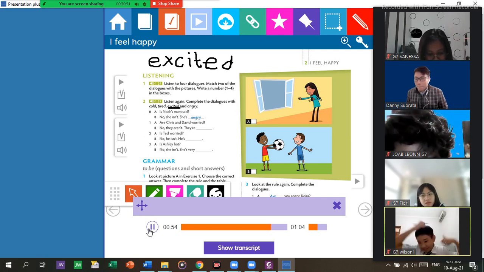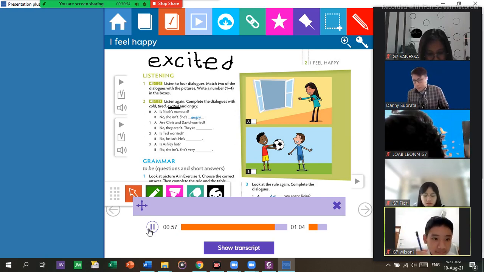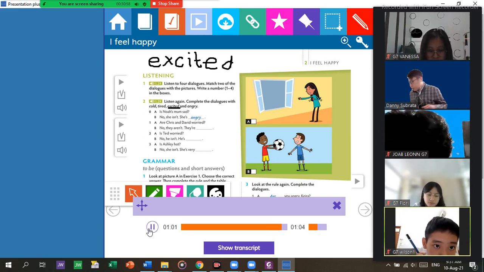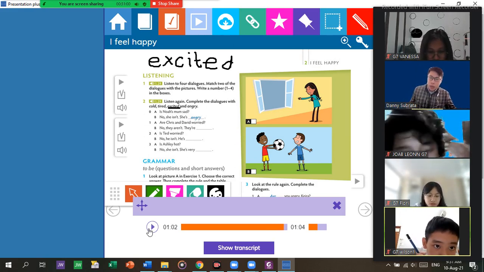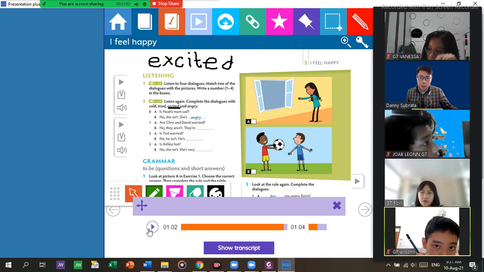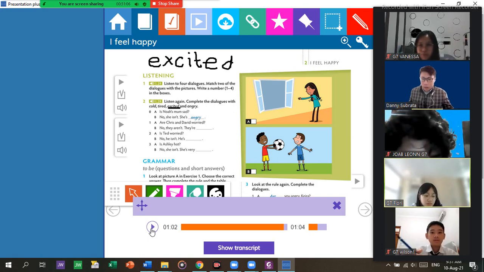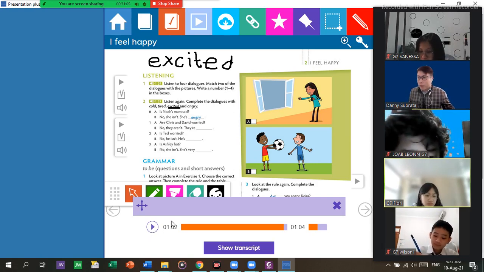Number 3. Dad, can you close the window, please? Yes, of course, Ashley. Thanks. Okay, is Ashley hot? No, she isn't. She is very cold. Okay. By the way, not that kind of hot either.